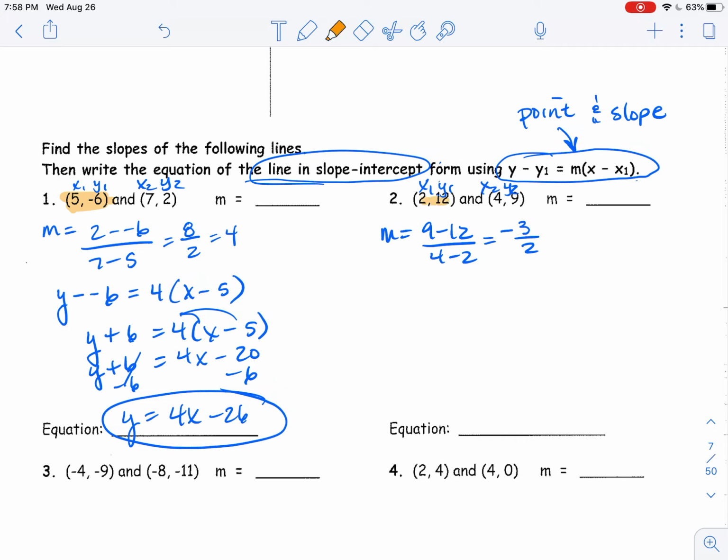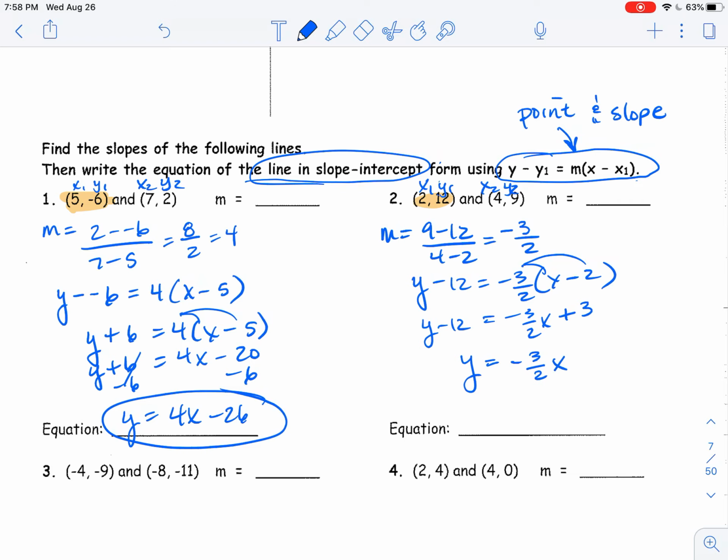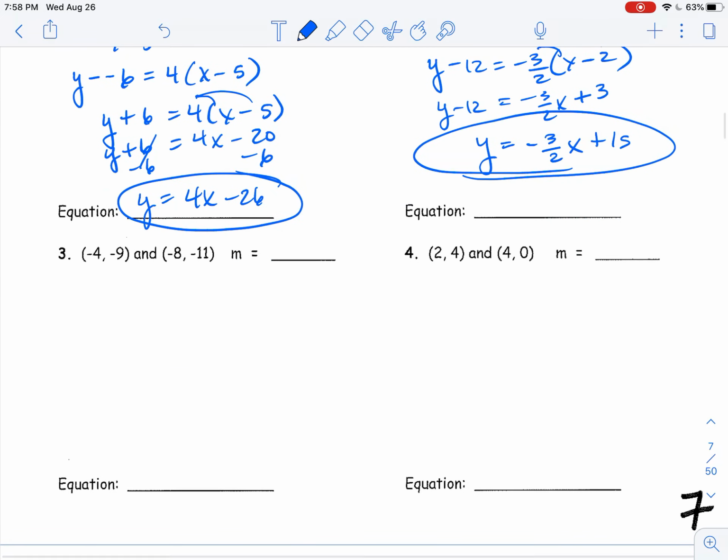I'm just going to again pick the first one. Doesn't matter. Y minus y1 is equal to m times x minus x1. Okay, let's distribute. Combine your like terms. When I multiply -3 over 2 times -2, that's going to give me a +3. Move my 12 to the right, and I have -3 over 2 x, and that's going to give me +15, and there's my answer.